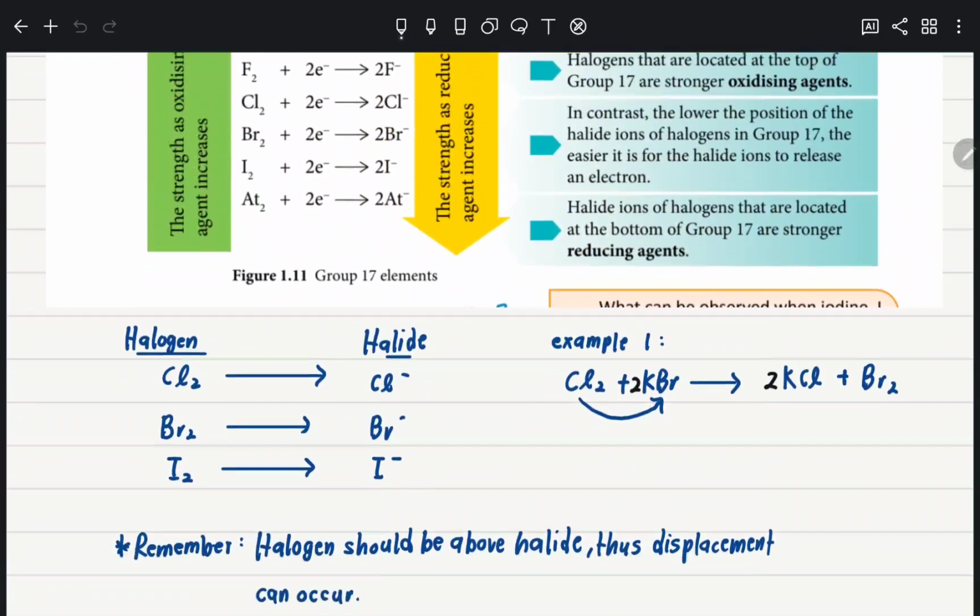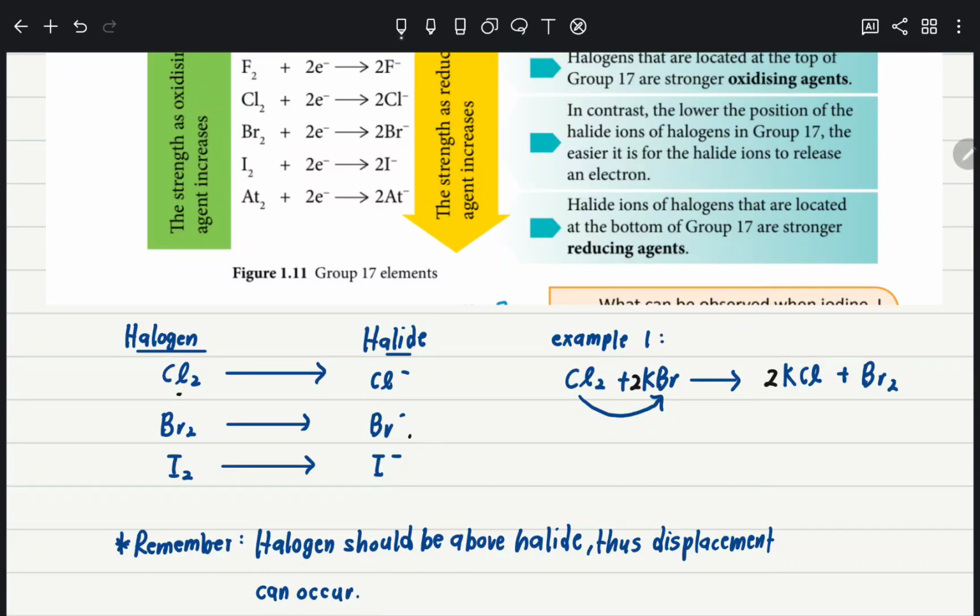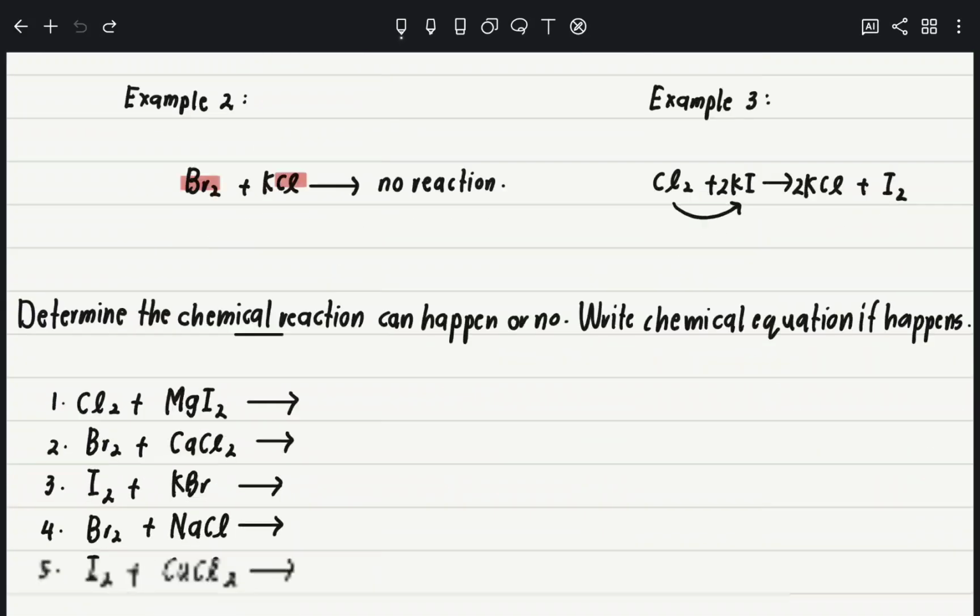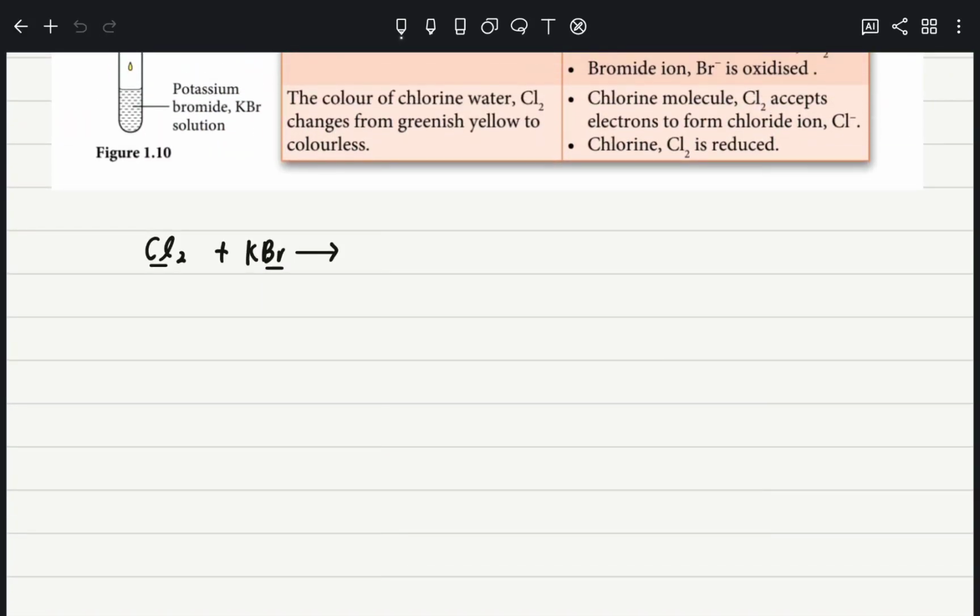Don't believe me? Come, I show you. Cl2 here, Br minus here. So it can. Halogen is like the king, and the king should be at the top. The king is at the top right now, so yes, the reaction can happen. The halogen will kick out this Br. He will take the K to form KCl, and the Br that got kicked out becomes halogen again, Br2. So this is the equation.